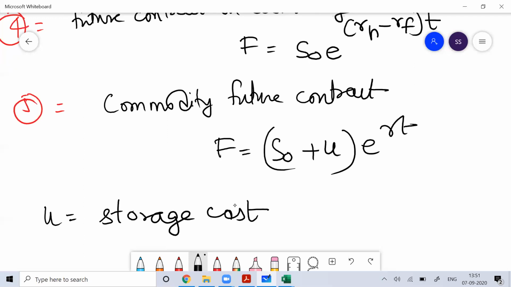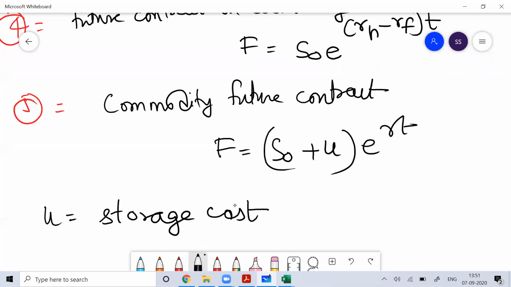So that storage cost is the additional cost you get in the case of commodities. That's why the formula has become F equals S naught plus U, because until now, when we talked about financial derivatives or currency derivatives, we were talking about intangible assets. But in the case of commodity derivatives, we are talking about a tangible asset.